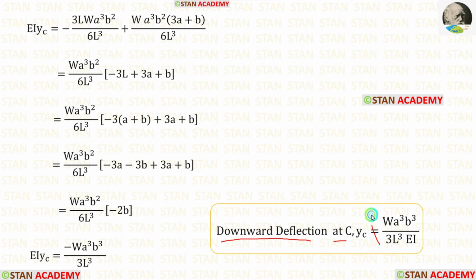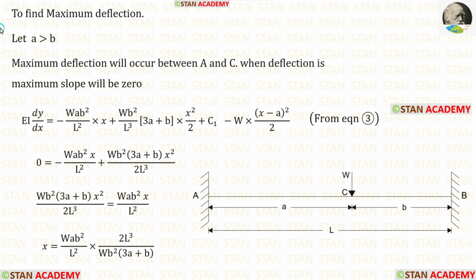yC is equal to Wa cube b cube upon 3L cube EI. Now we are going to find the maximum deflection. Let us keep a bigger than b. In this beam, we have already made a bigger than b, so no problem. If a is bigger than b, the maximum deflection will occur between A and C. When deflection is maximum, the slope will be 0.